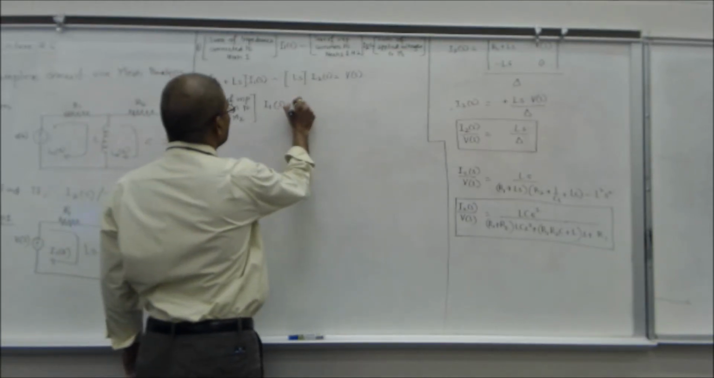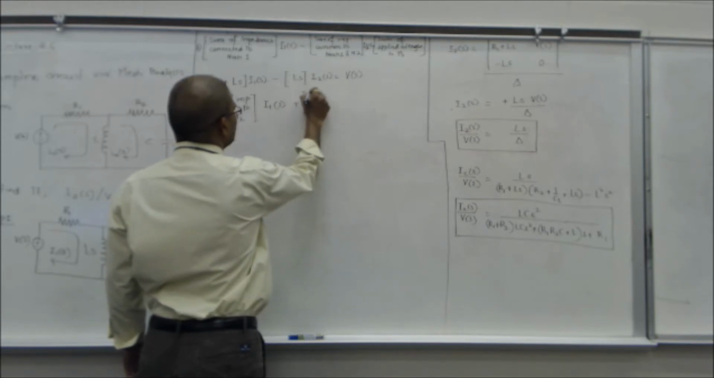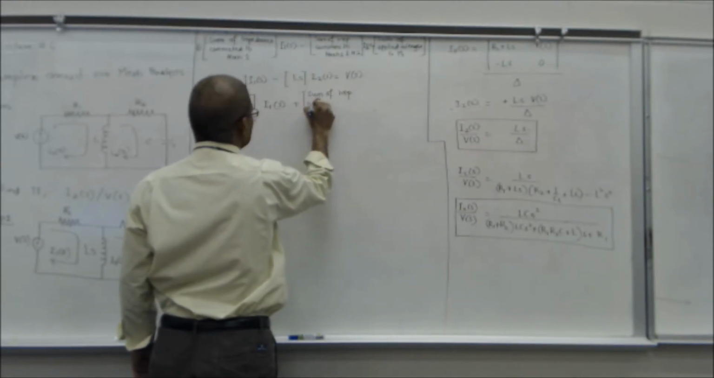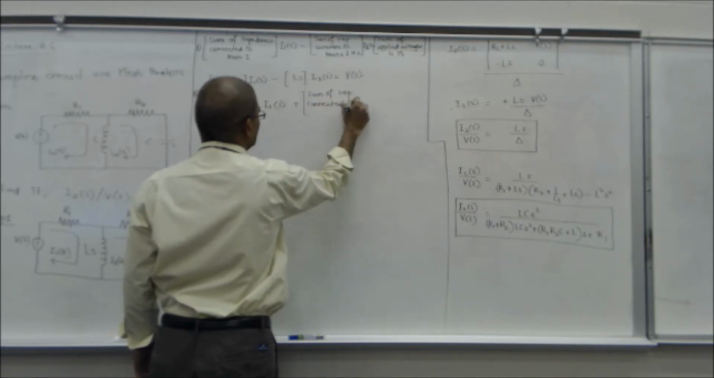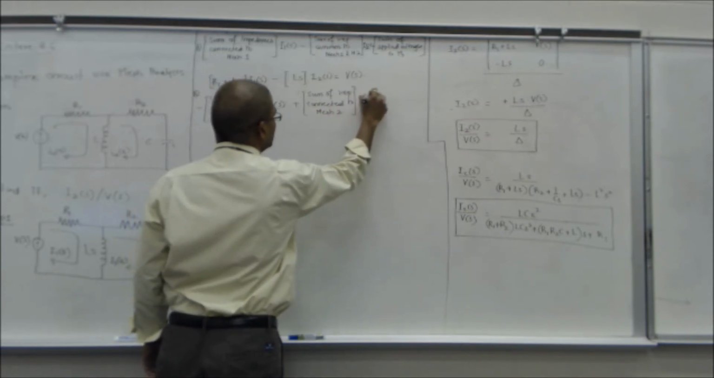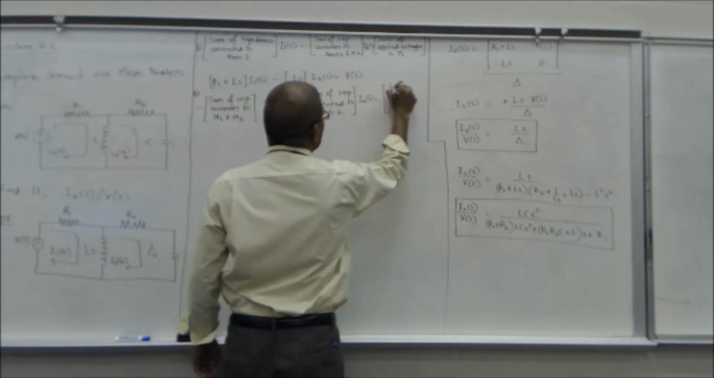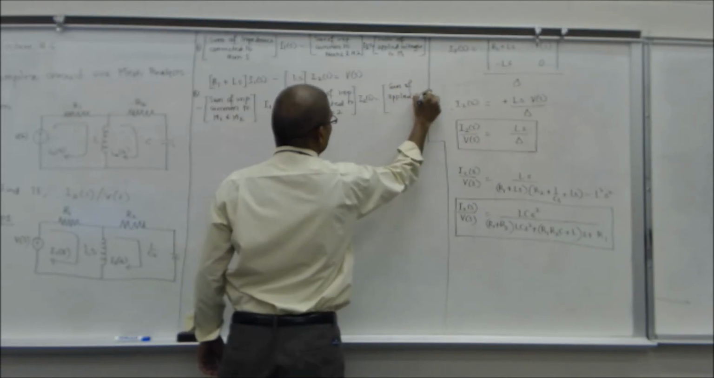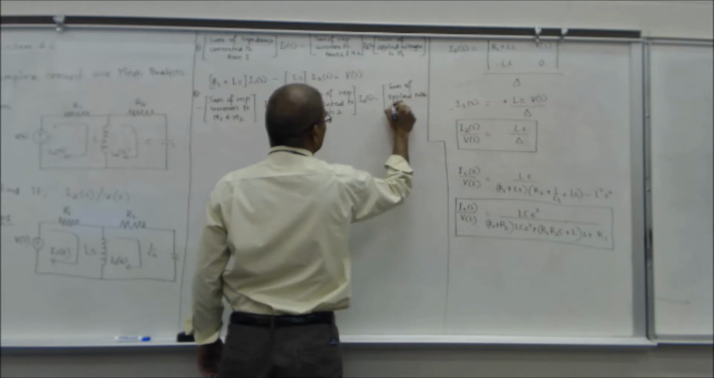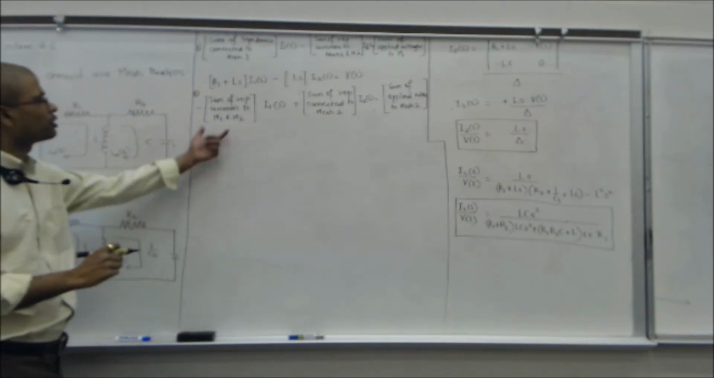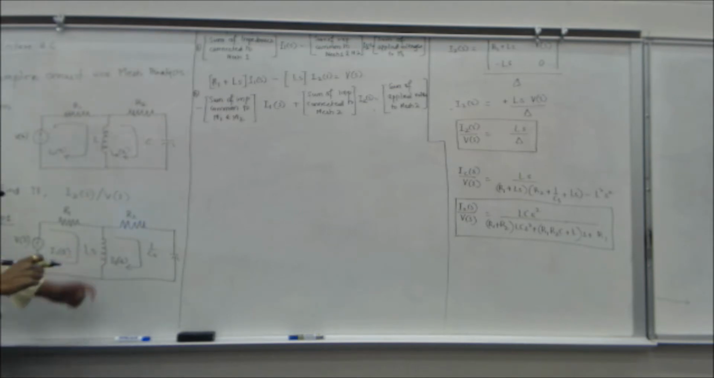So you have plus sum of impedances into I2 sum of applied voltages. Okay. You do this, what are you going to get here is, so what is the sum of impedances common to M1 and M2? Again, it is just LS, right?